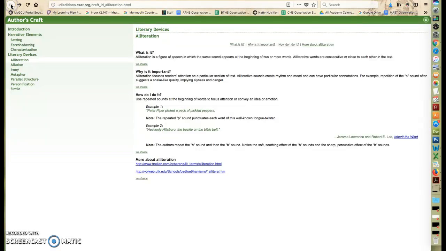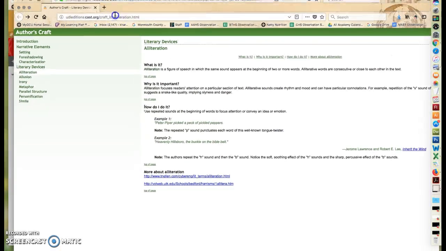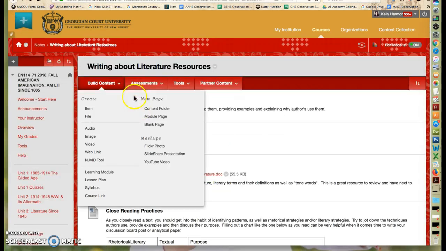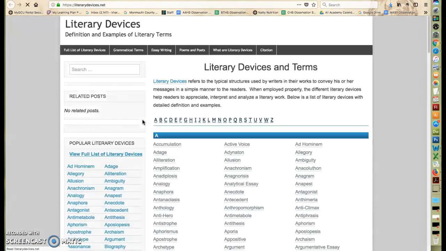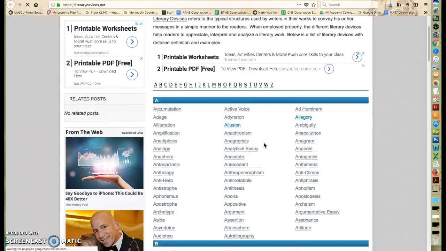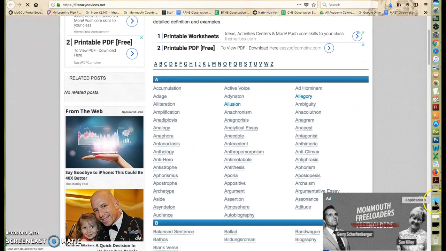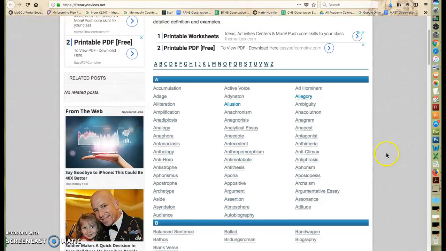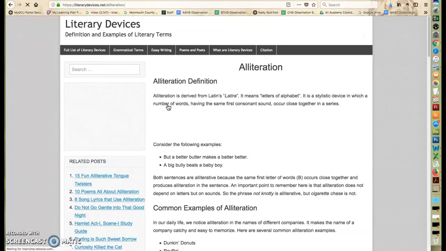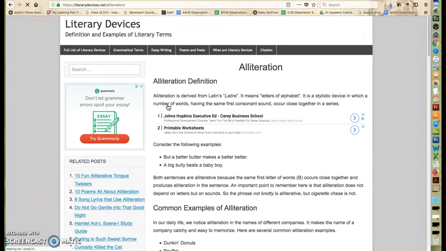Let's go back. Let's get out of here. The second website is very similar in that it lists all literary devices that authors can use, but then it discusses the function. And again, I think it's really important that you have some guidance and some notes to explain to you the purpose for authors using certain literary devices. So let's say alliteration is a device that an author used that you noticed.